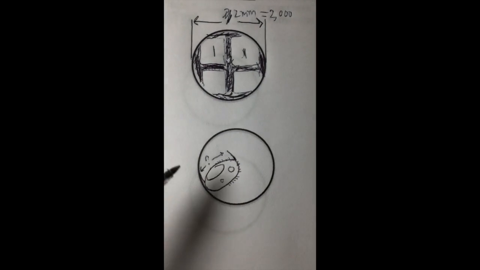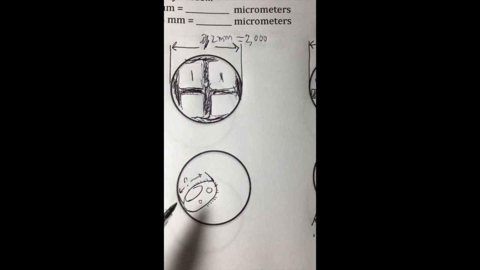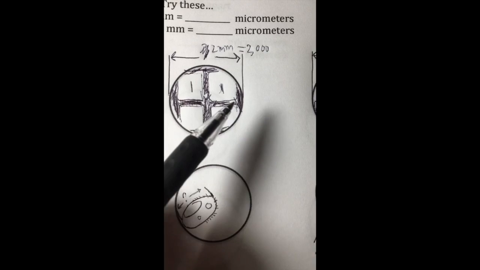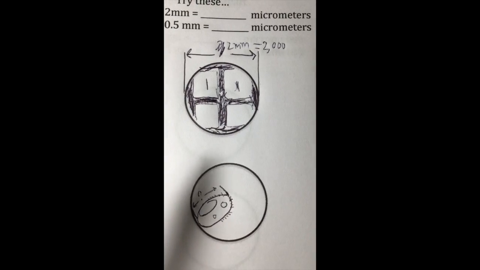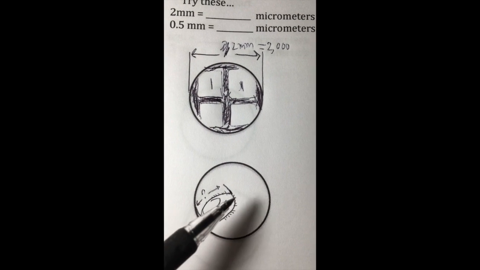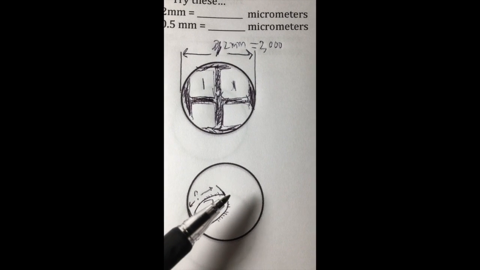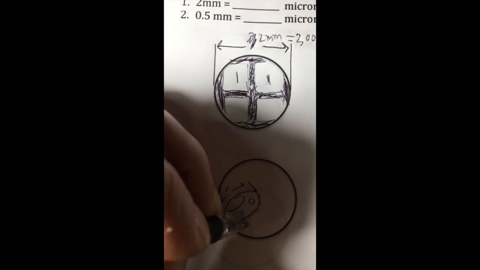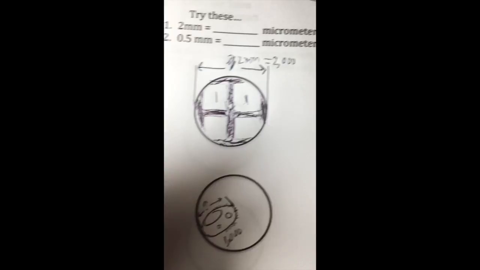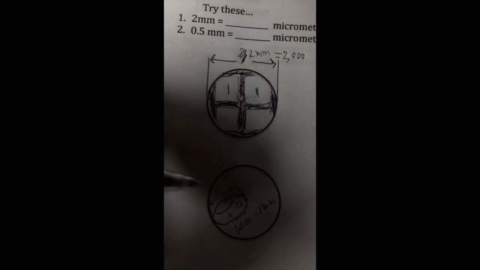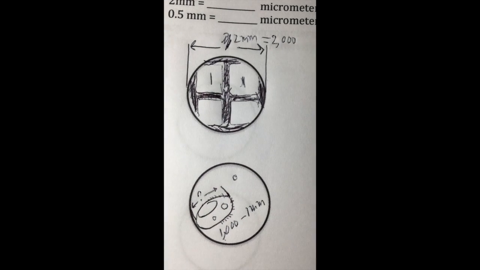Let's have a look at this one. We find this little critter, and this critter is in this field of view, which is 2 millimeters or 2,000 micrometers. If this is 2,000 micrometers, this is about a half. So this is 1,000 or 1 millimeter. If it's small, it's a bit harder. We'll have to figure that out as we go.